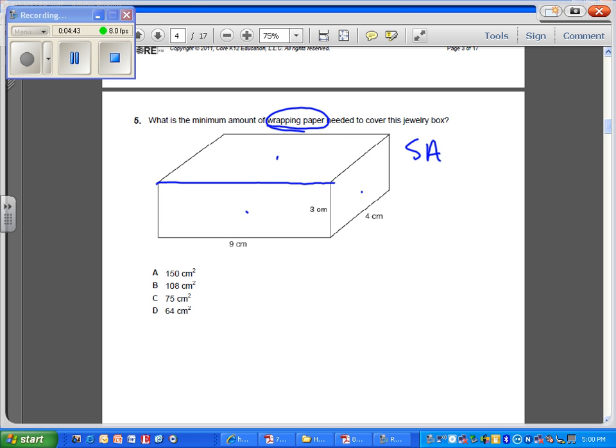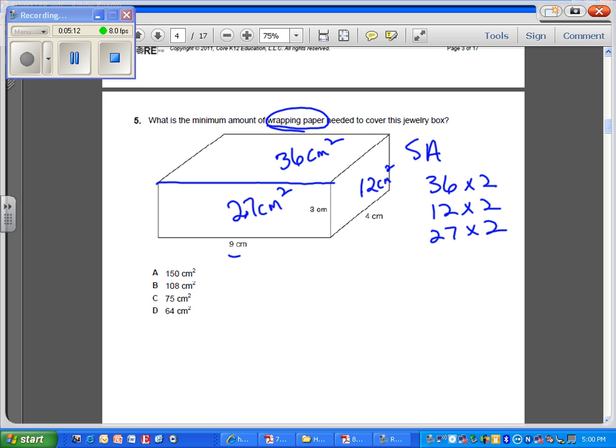So I know that this front dimension right here is 9 by 3, which is 27 centimeters squared. I know that this one over here is 12 centimeters squared, and then I know the top one is 9 by 4. If I look at the 9 down here at the bottom, 9 by 4. So this is 36 centimeters squared up here. So I know 36 times 2, 12 times 2, 27 times 2, because I know that there's an opposite side of each one of those that I can't see.